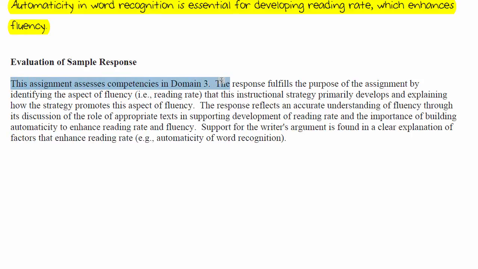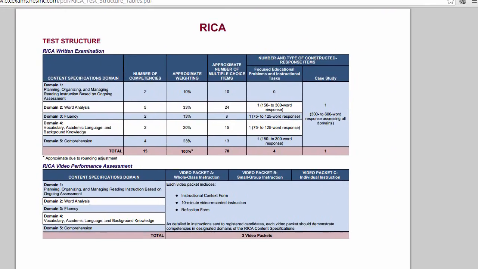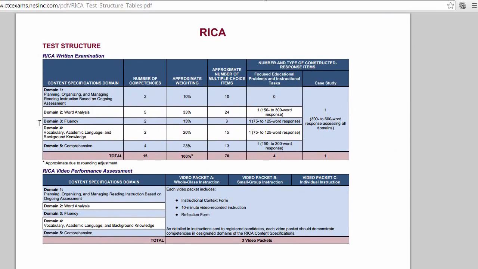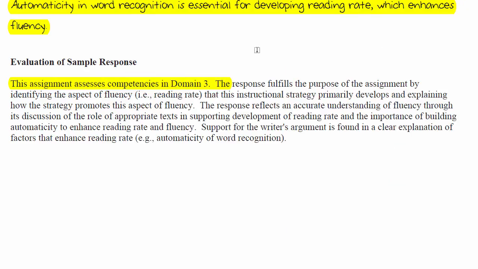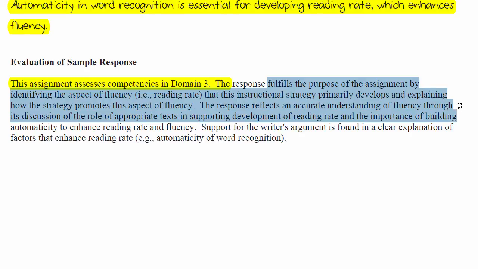This assignment assesses competencies in Domain 3. Aha, once again, I told you that. When you look at the structure of the test, you can see Domain 3 has an essay, and it does. The response fulfills the purpose of the assignment by identifying the aspect of fluency, reading rate, that this instructional strategy primarily develops, and explaining how the strategy promotes this aspect of fluency.